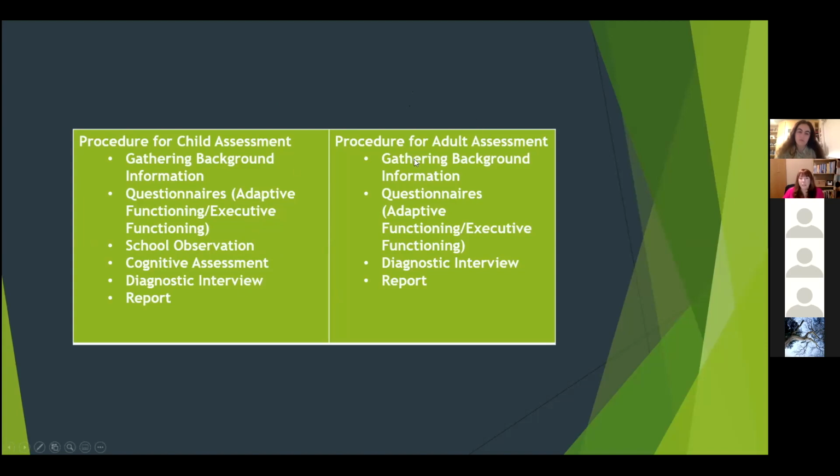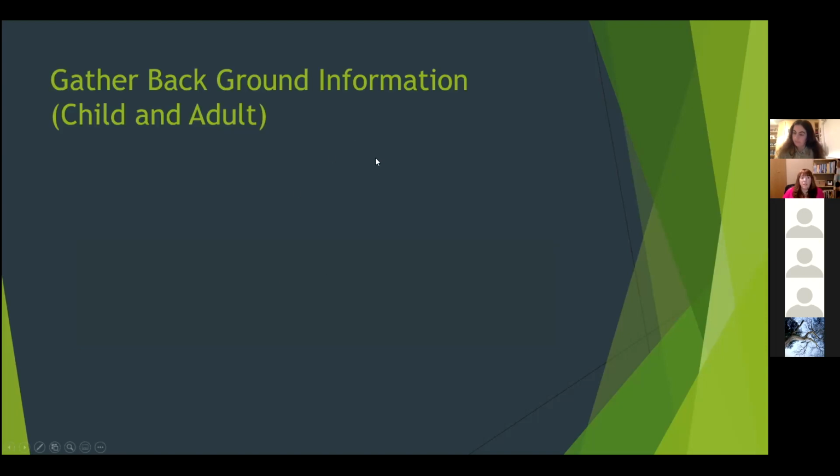For an adult, the procedure is pretty much in line with the child's assessment, except there'll be some areas that won't happen. So again, gathering as much background information as possible, questionnaires in relation to adaptive functioning and executive functioning, the diagnostic interview, and then the report, which again summarizes everything that happened at the assessment, confirmation of a diagnosis if it is there, and some recommendations. So let's have a look at each of those areas individually now.